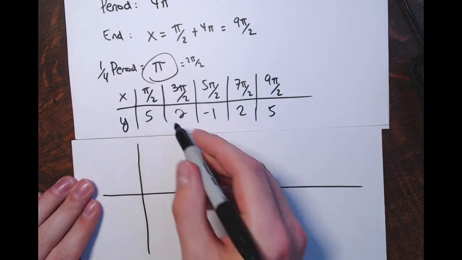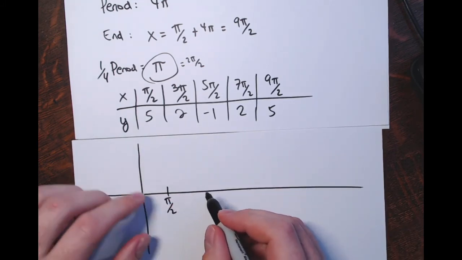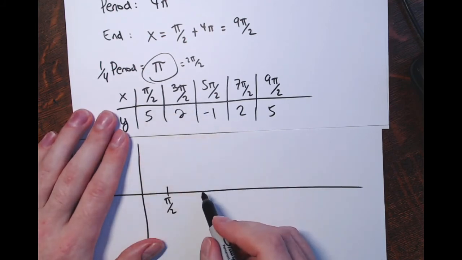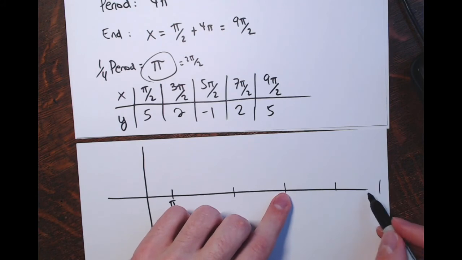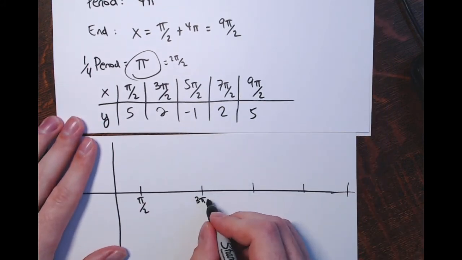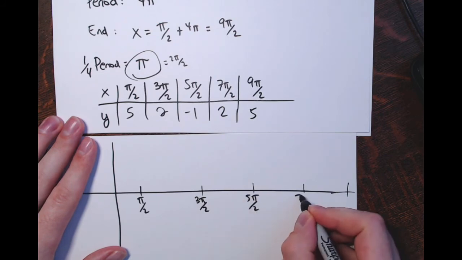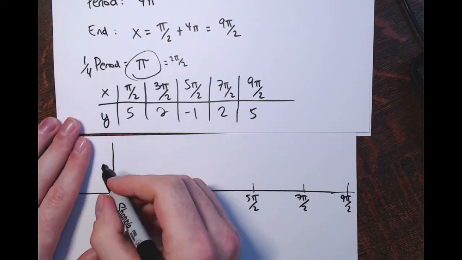So I'll start here, pi over 2. If that's pi over 2, let's say that's 1, 2, 3. Just pi. Keep adding pi. So that, that, and that, and that. These aren't perfect. I'm trying to rush this one. 3 pi over 2, 5 pi over 2, 7 pi over 2, 9 pi over 2. Just labeling them.